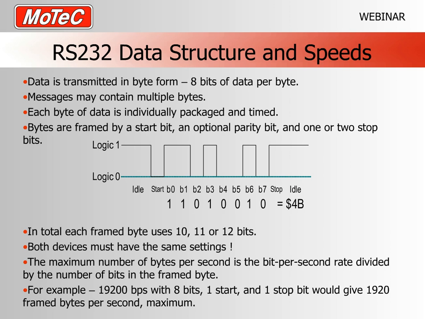And normally the maximum number of bytes per second, therefore, is the bit per second rate divided by the number of bits in the framed byte. So for example, at 19,200 bits per second, if we use 8 bits of data, 1 start and 1 stop bit, that's 10 bits in total. Then at absolute maximum speed, we would get 1,920 framed bytes per second. So the rough rule of thumb here is that you would divide the bits per second number by 10, and you get the approximate maximum number of bytes you can transmit per second.